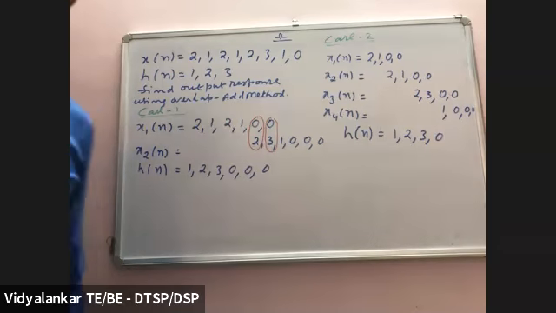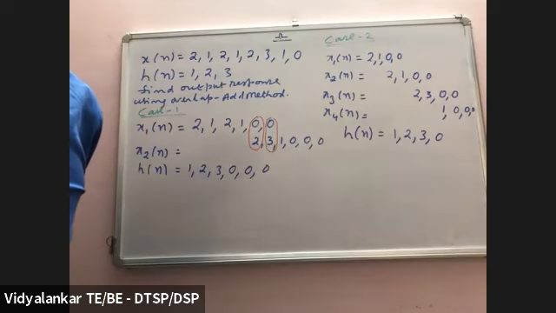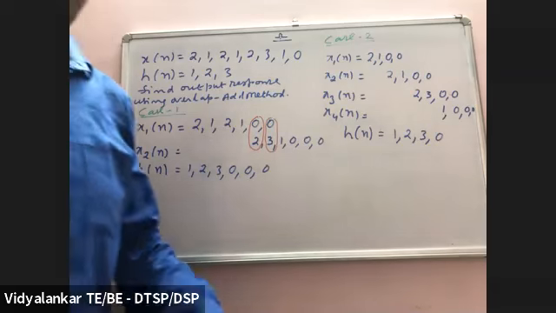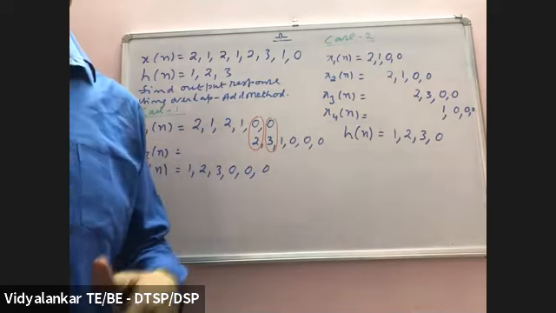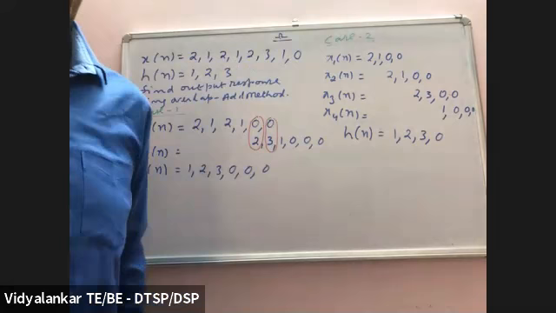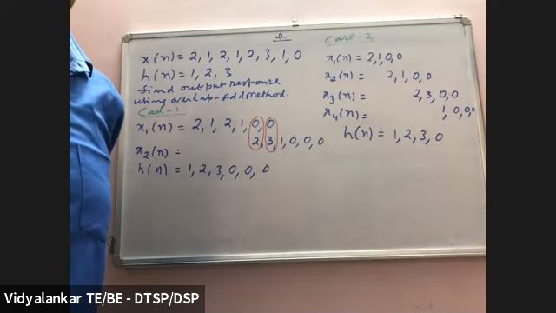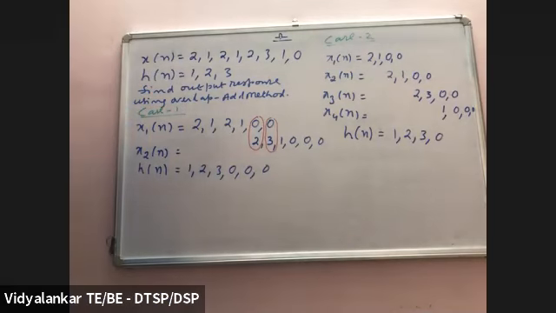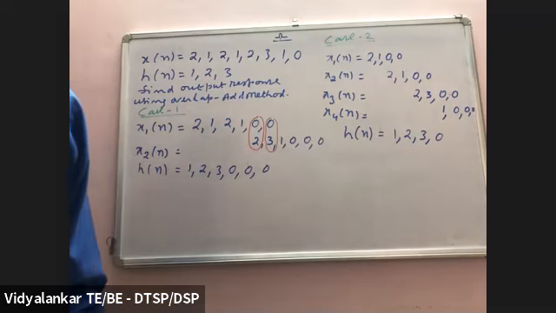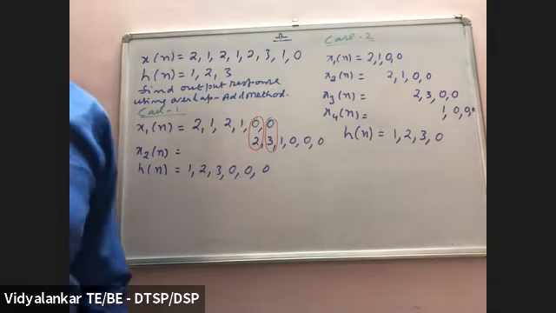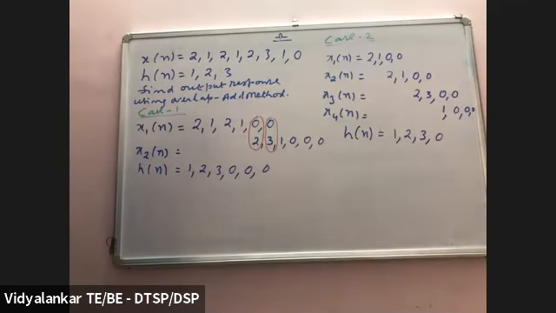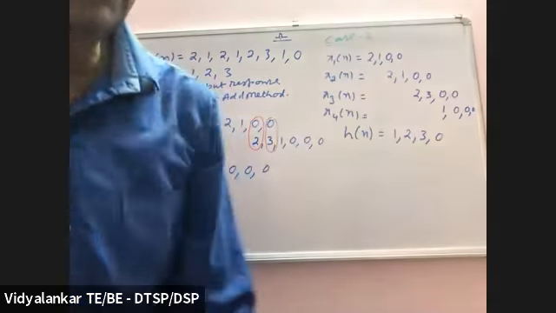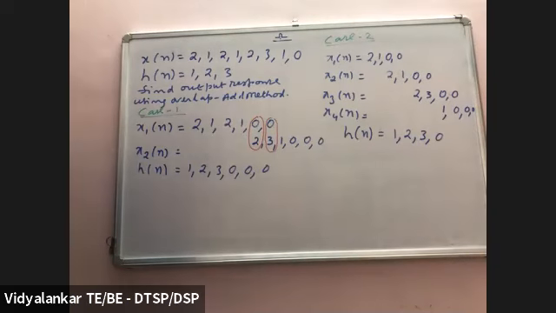Sir, your h of n will rotate, no? Circular. That is better, if you rotate h of n, in every case the same matrix you can take. If you rotate x of n, every time the square matrix will change. Okay, sir. Sir, we can rotate x of n also? Yeah, anyone you can rotate. But if you rotate h of n, the advantage is that the same matrix is followed in every convolution.